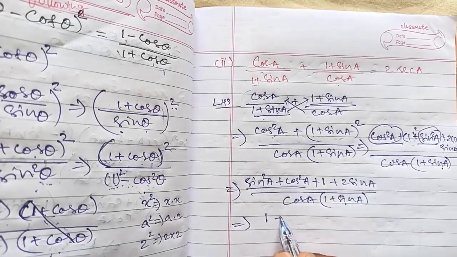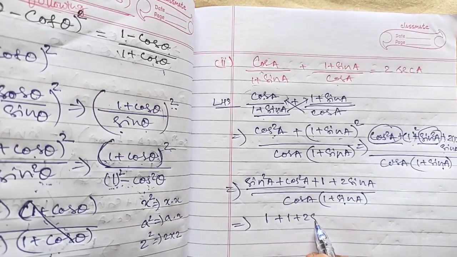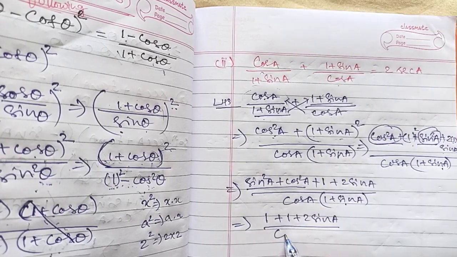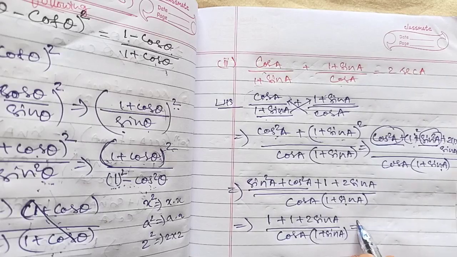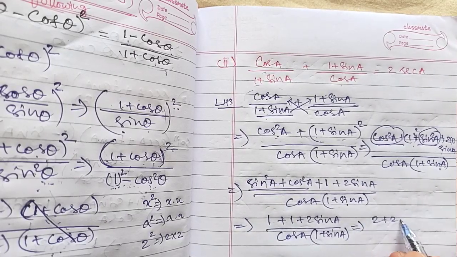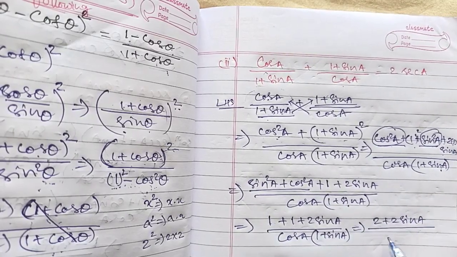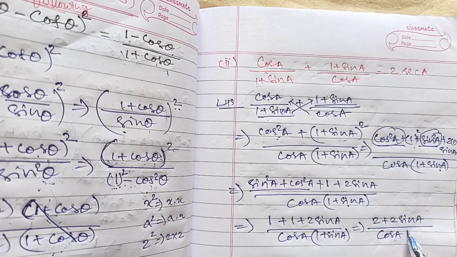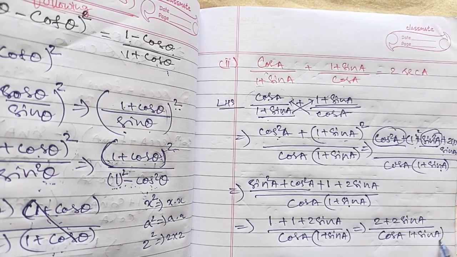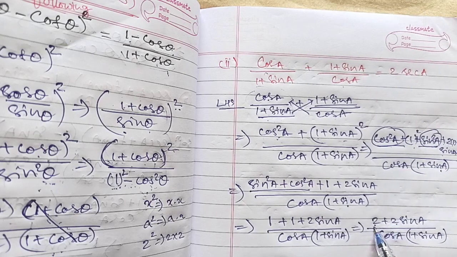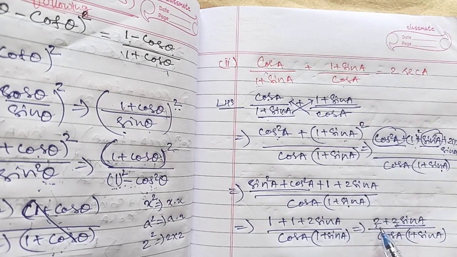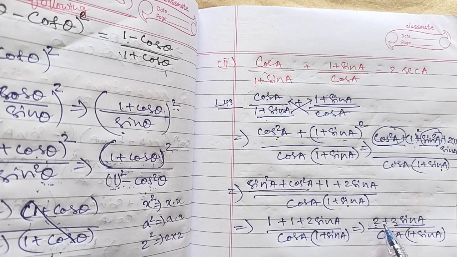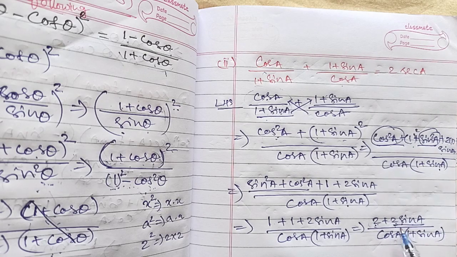Sin square A plus cos square A is 1, plus 1, plus 2 sin A by cos A into 1 plus sin A. 1 plus 1 is 2, plus 2 sin A by cos A times 1 plus sin A. Remember, you won't be able to add these two, because 2 sin A is one term and 2 is a separate number, so you can't add a number and the trigonometric term together. It will be as it is.